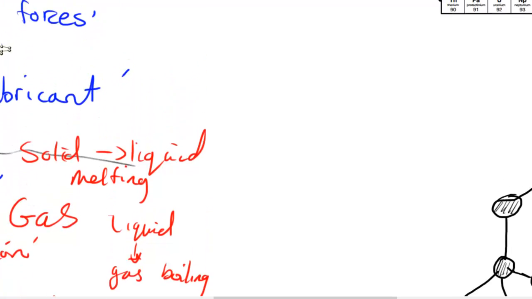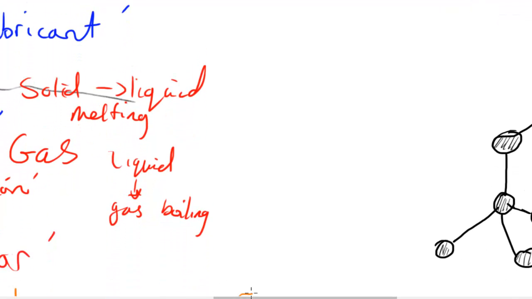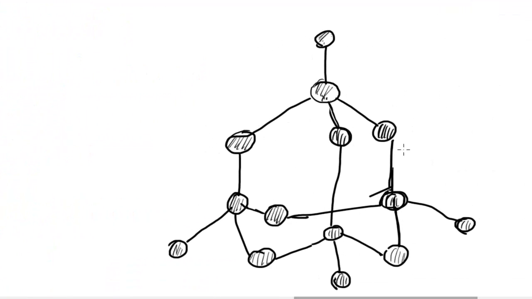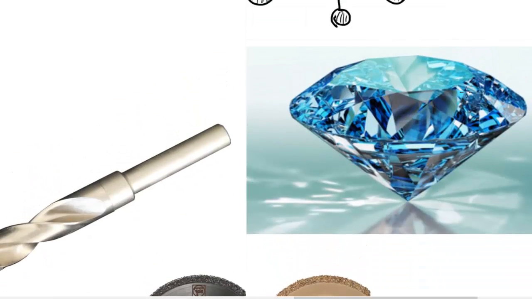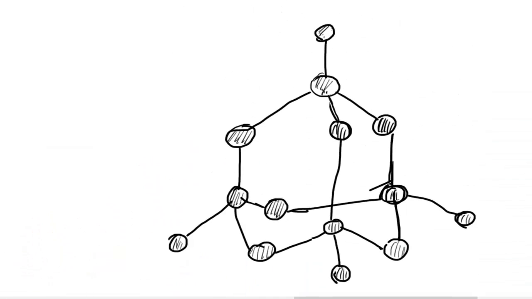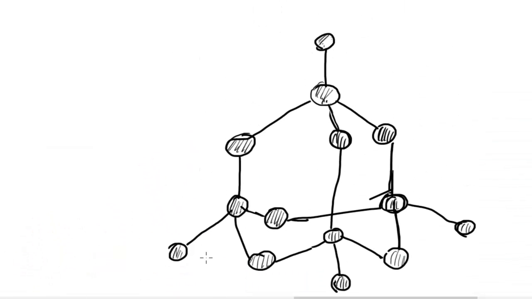Now let's take a look at diamond. You may be familiar with diamonds, probably, these shiny things. Anyway, this is the molecular structure of diamond. And again, just like the graphite sheet I showed you, this is just a really small section of what actually exists in a diamond.